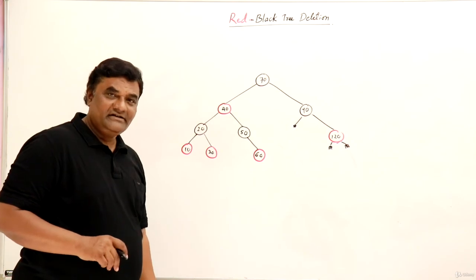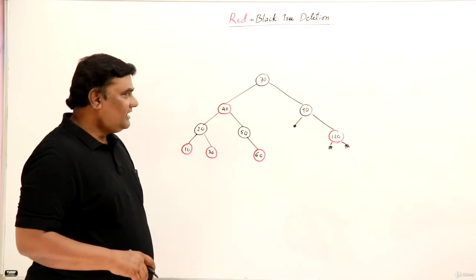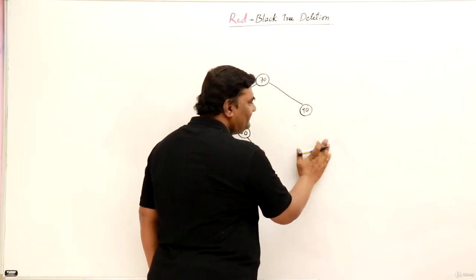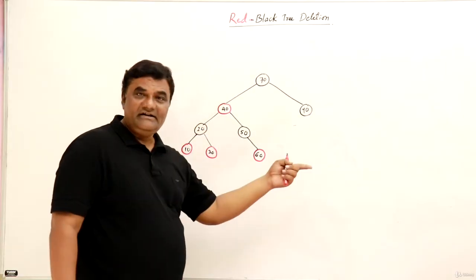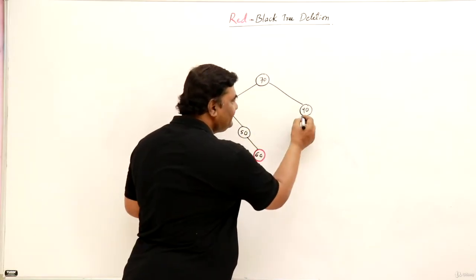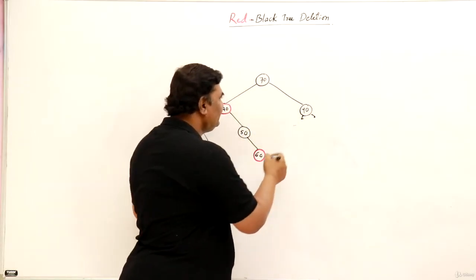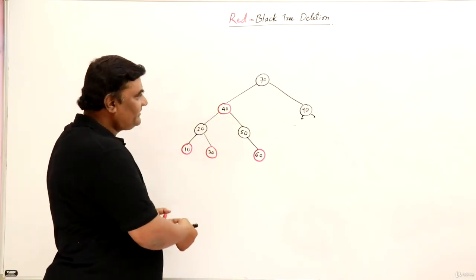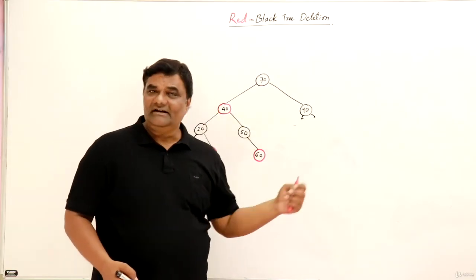Now let us delete one more value. I want to delete 120. Okay, delete this 120. No problem. It's red. Deleted. Check the black height. 1, 2 and this is null, right? Null. 3. Right? 1, 2, 3. 1, 2, nulls 3. So it's perfect. It's a red black tree.